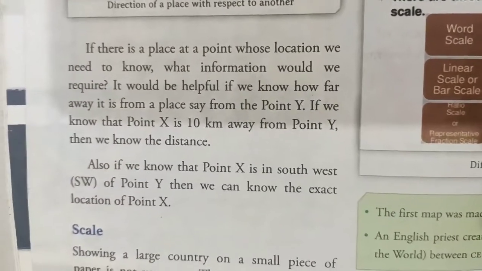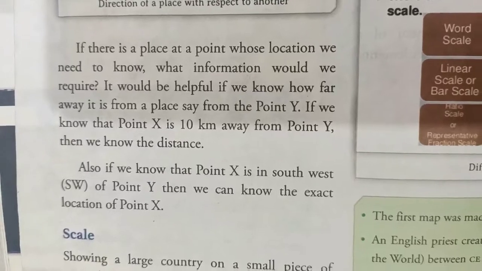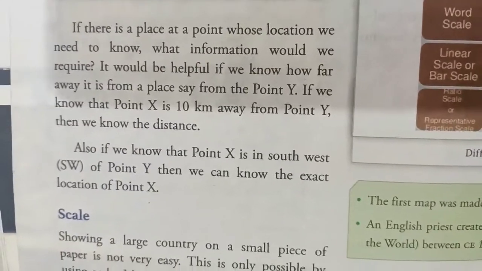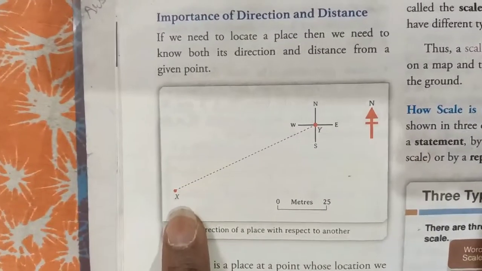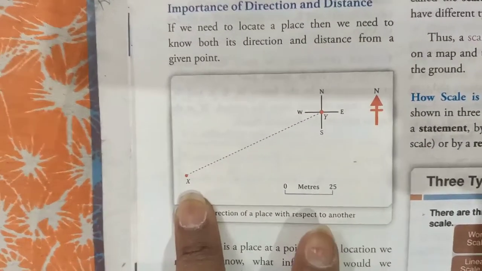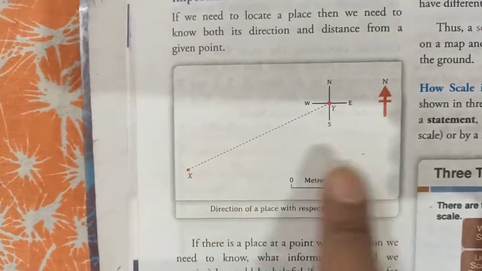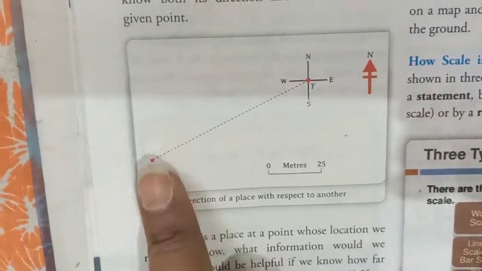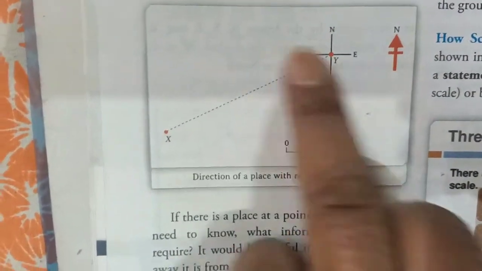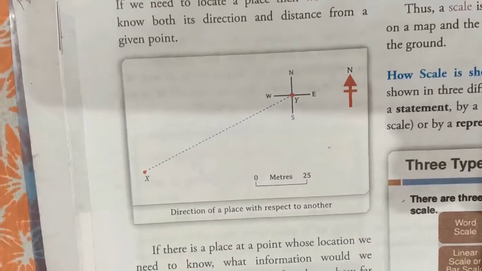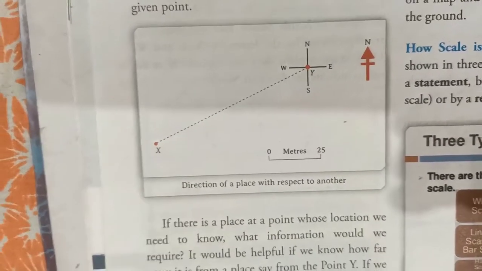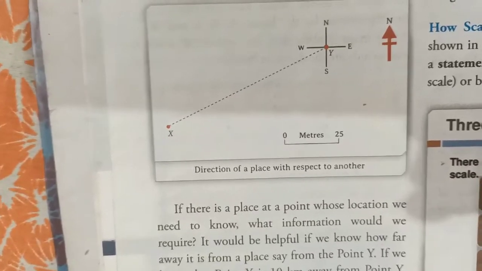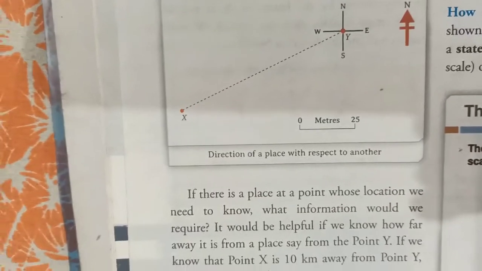Now children, also if we know that X is in the southwest of Y, then we know the exact location of point X. Okay, so here you can see in the picture, if we want to know the location of X from the point Y, then it is very important that we should know the distance between them, and then we can make a line and make a cross over here and mark the direction N, S, W and E, that is north, south, west and east, and then we can join the two places X and Y, and then we can know that it lies between west and south. It means it is in southwest.